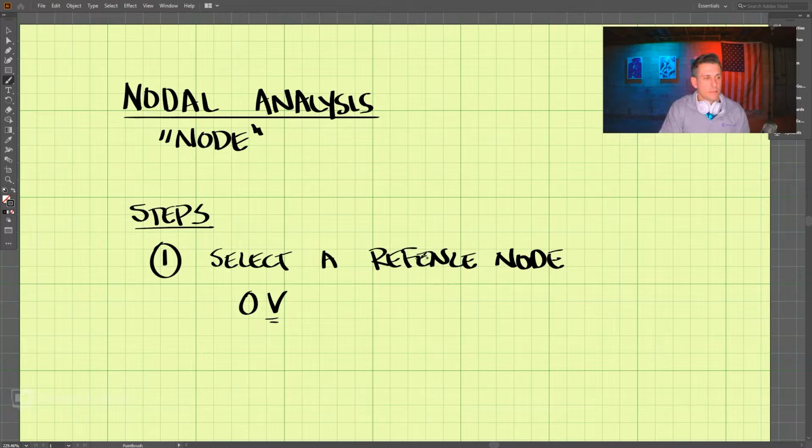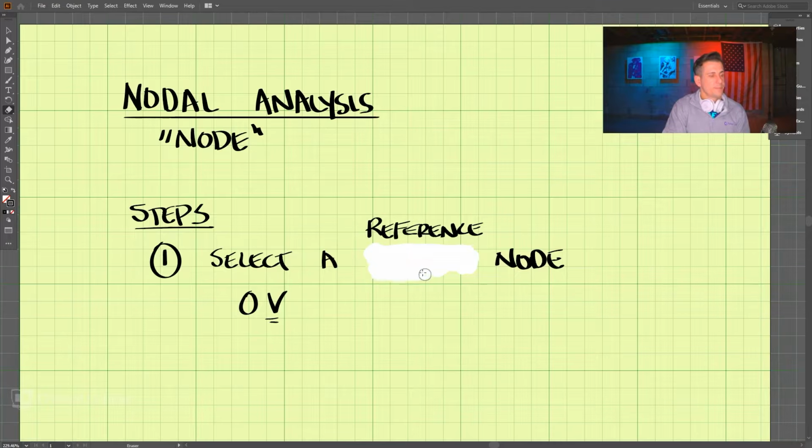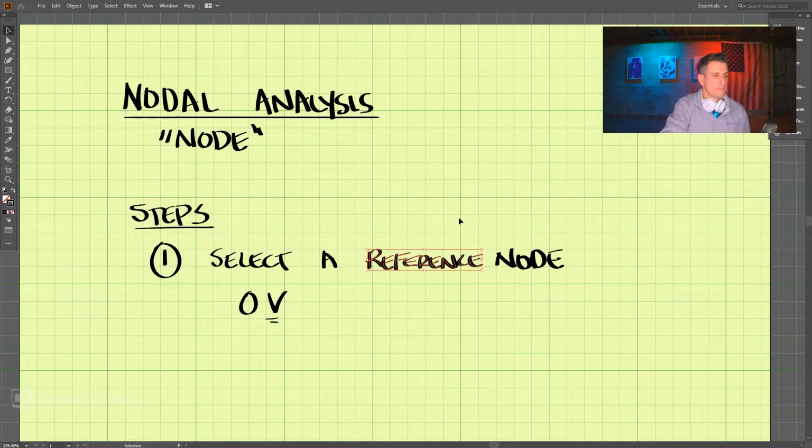And sometimes I misspell this. This is reference. There we go. Reference node. Let's erase this. Reference node. So that is 0 volts. And sometimes we call this the ground. So we draw a symbol like this, or we draw a symbol like this, right? Some sort of reference node that has 0 volts. We say that is 0 volts.